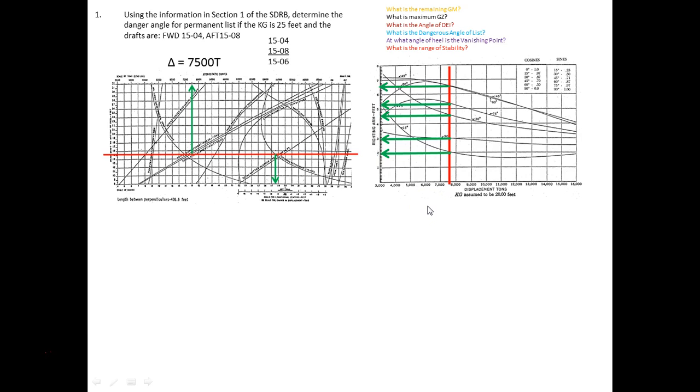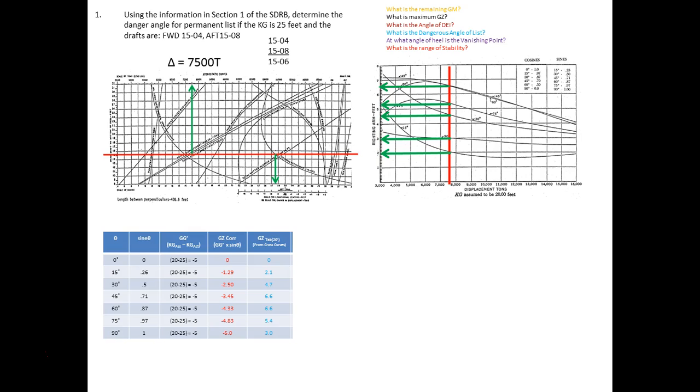The next thing we want to do is take this data and put it into a table, or some kind of format where we can start to do a calculation. If you'll notice, these cross curves are for an assumed KG of 20 feet, but our ship has a KG of 25 feet, which means these GZ values are not valid. We have to adjust them from 20 to 25, and we're going to do that by a function of the sine of theta, which we'll look at in just a moment.